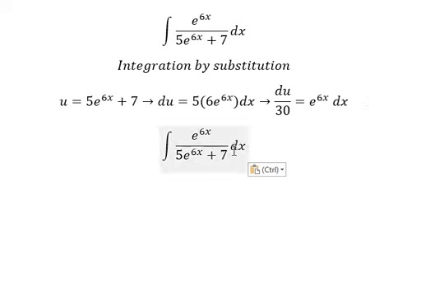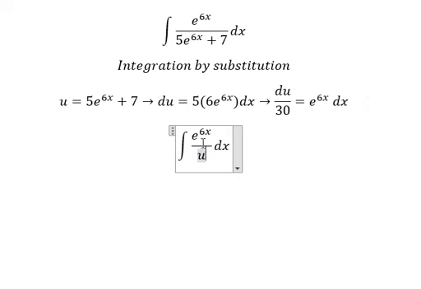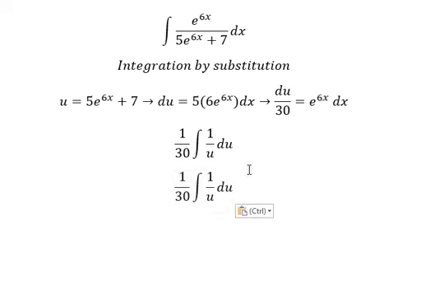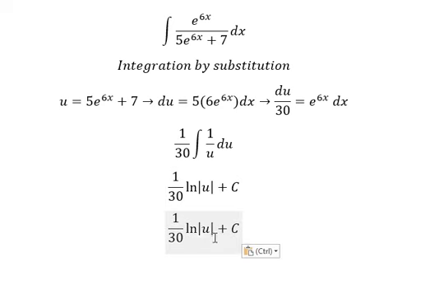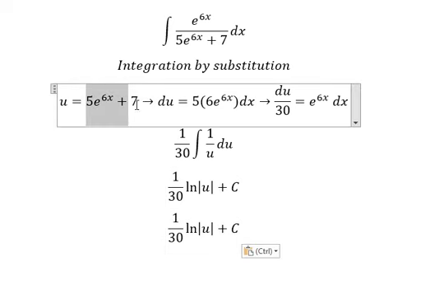So this one we change for u. E to the power of 6x dx, we change for this one. So the integration of this one, we have ln of the absolute value of u, and I will put c. And u is this one.